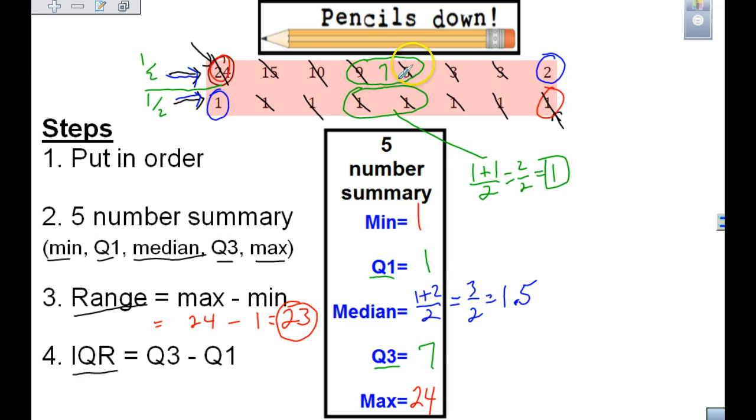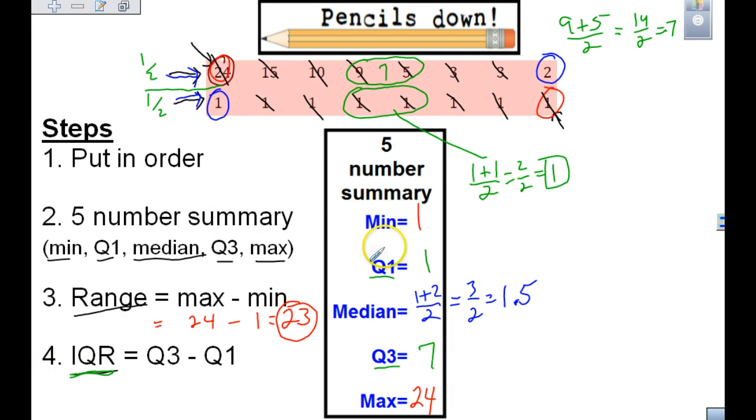Likewise, on the third quarter here, it would be 9 plus 5 over 2, which is 14 over 2, which is 7. But if you can just look at the two numbers and say, well, I know what number's in the middle. It's 7. 7's in the middle. That's fine, too. Okay.